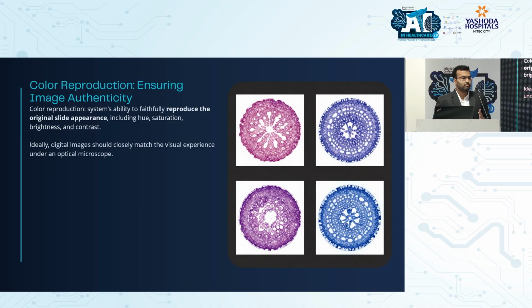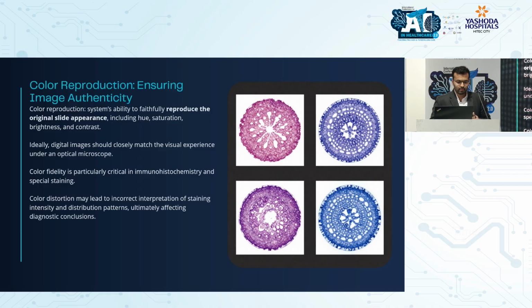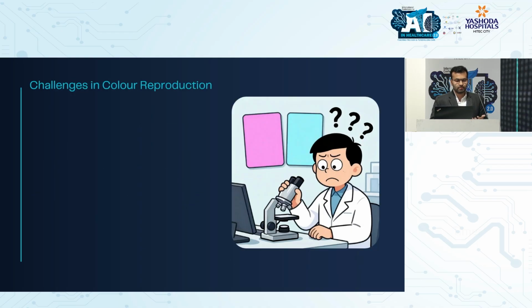So ideally, digital images should closely match the visual experience under an optical microscope. Color fidelity basically means the ability for the scanner to reproduce the color which is there on your regular H&E slide when you see it through your microscope. Color distortion may lead to incorrect interpretation, especially in immunohistochemistry and special stains.